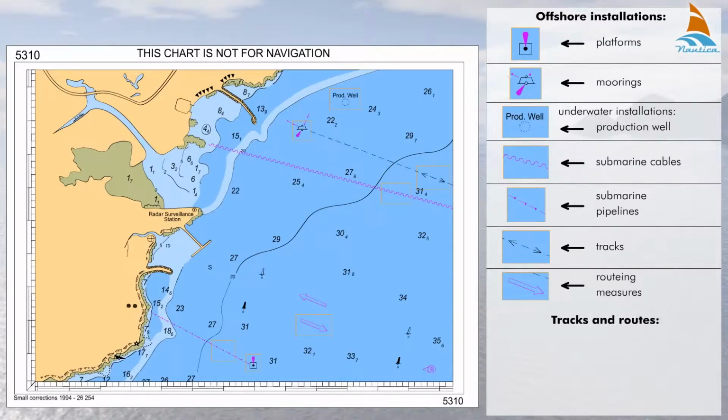Tracks and routes including radar surveillance system, radio reporting points, routing measures.